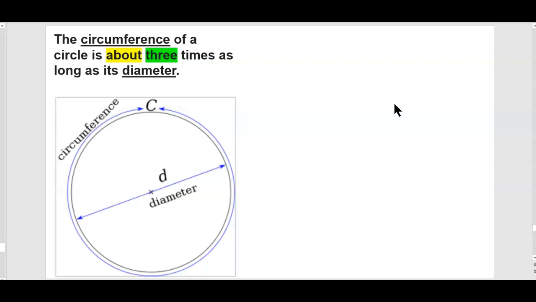The circumference of a circle is about 3 times the diameter. What does that mean exactly? So the circumference is, so we'll just go circumference. Let's do circumference in green. See?